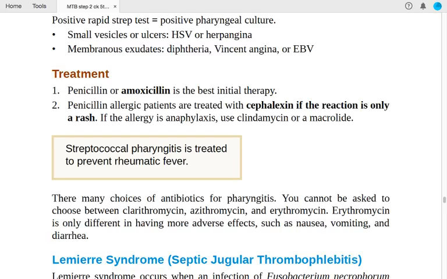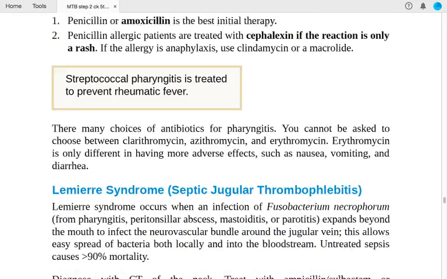So if the patient is only allergic, means he's going to show only rash, then treat him with another beta-lactam like cephalexin. But if the patient is showing anaphylaxis, it means that you can't use any other beta-lactam also. You have to always go for non-beta-lactam, that is clindamycin or macrolide.